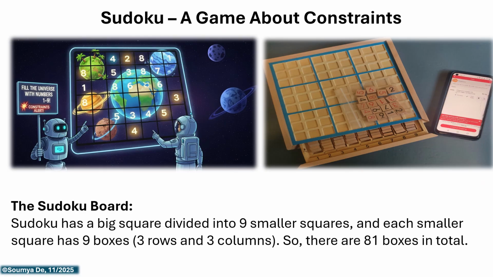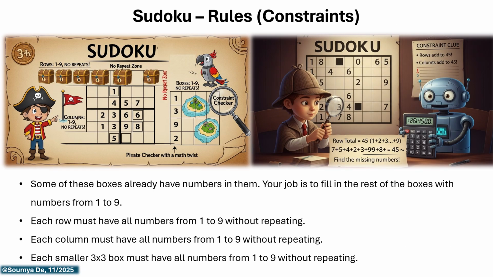Meet Sudoku, the puzzle that's all about constraints. It's like a number treasure hunt where you have a big 9 by 9 grid. Some numbers are already filled in, those are your clues. Your mission, fill in the blanks using numbers 1 through 9 but with 3 big rules. Like constraints. Want to guess what they are? A hint, it's about no repeats. So let's begin. Here are the 3 Sudoku constraints.